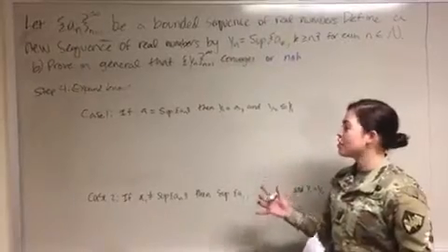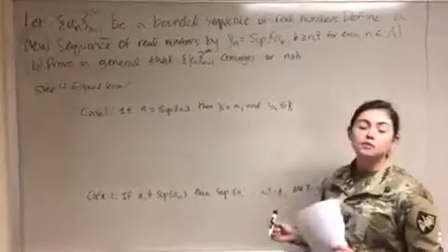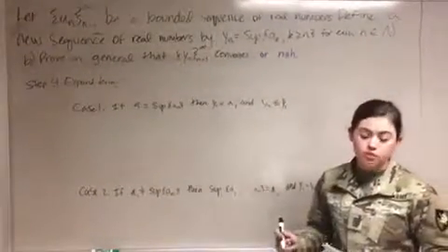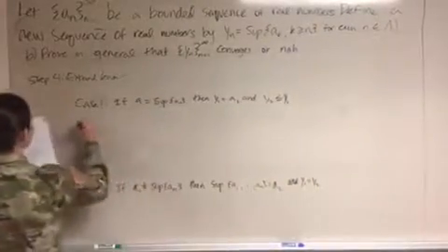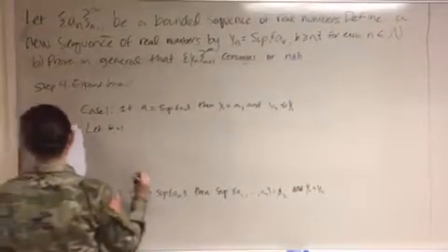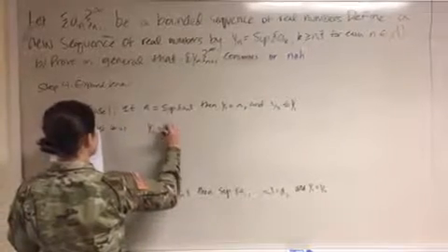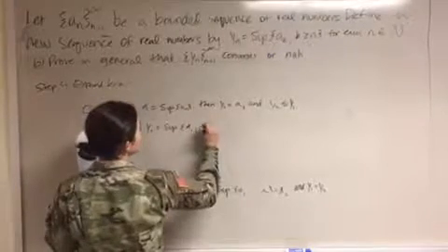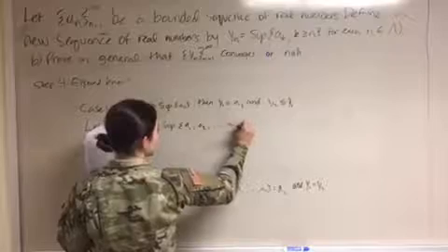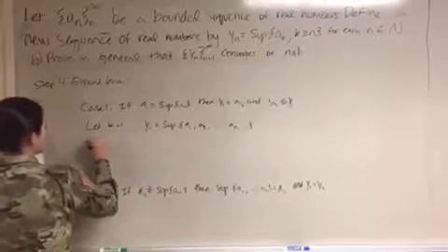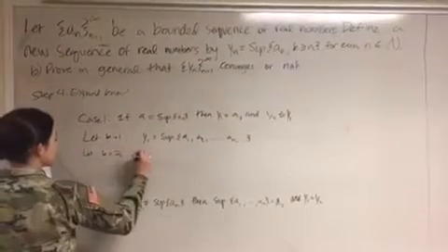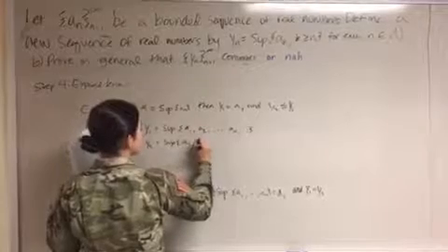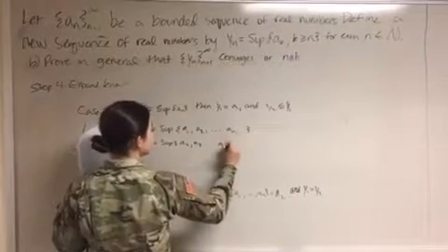To start off the expansion of our know, we have two cases. The first case is if a equals the sup of a sub n, then y sub 1 equals a sub 1, and y sub 2 is less than or equal to y sub 1. To start, we're going to let k equal 1. If k equals 1, y sub 1 would be the sup of a sub 1, a sub 2, on through a sub n and beyond. If we let k equal 2, then y sub 2 would be the sup of a sub 2, a sub 3, through a sub n and beyond.